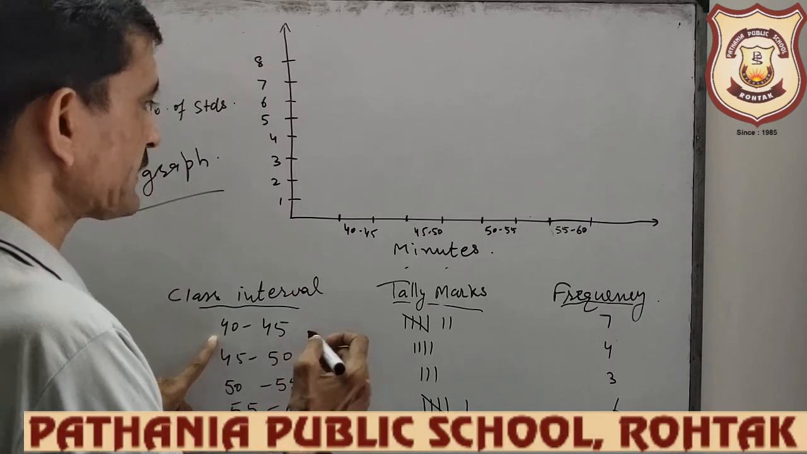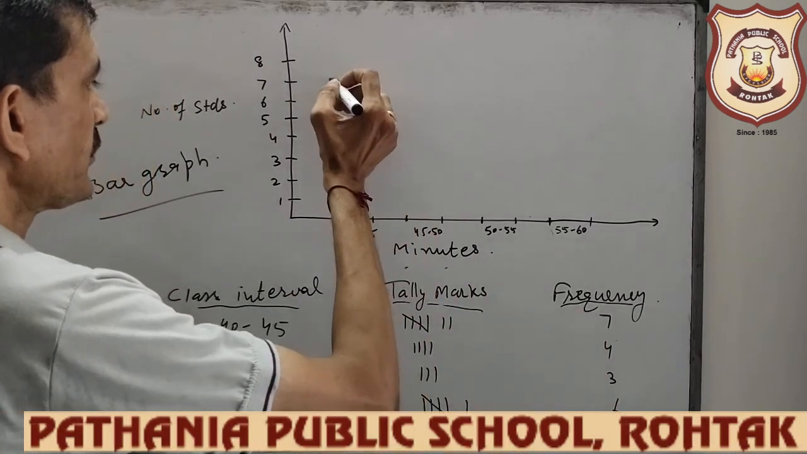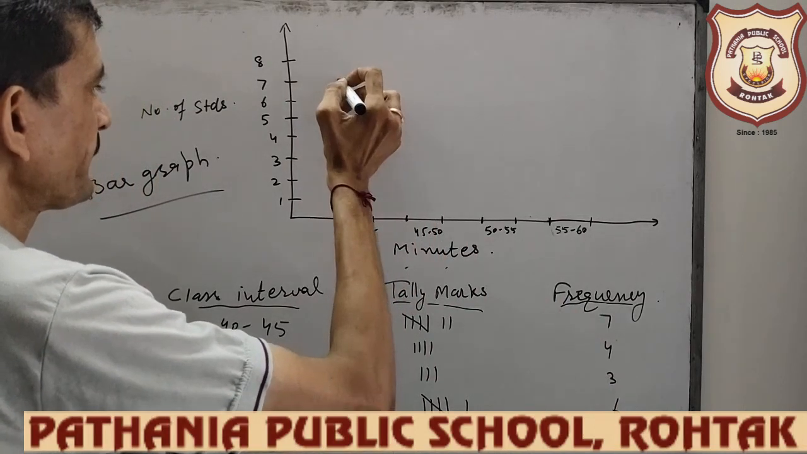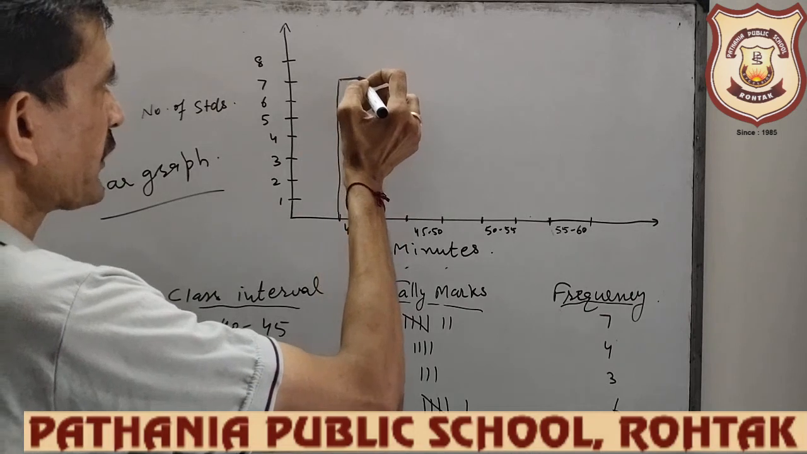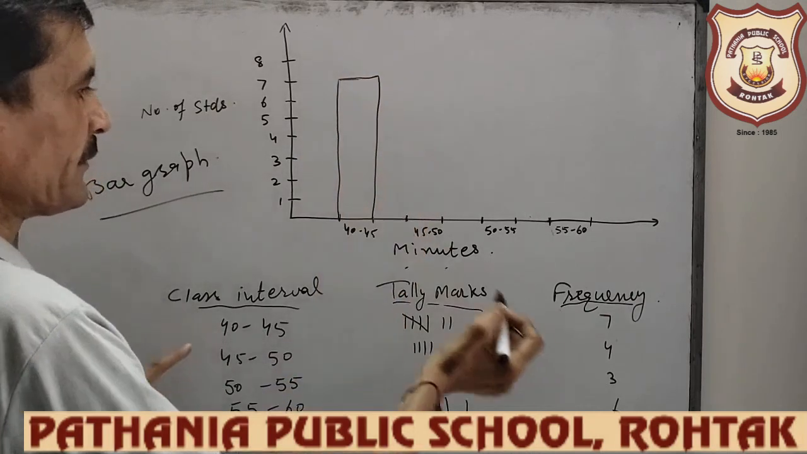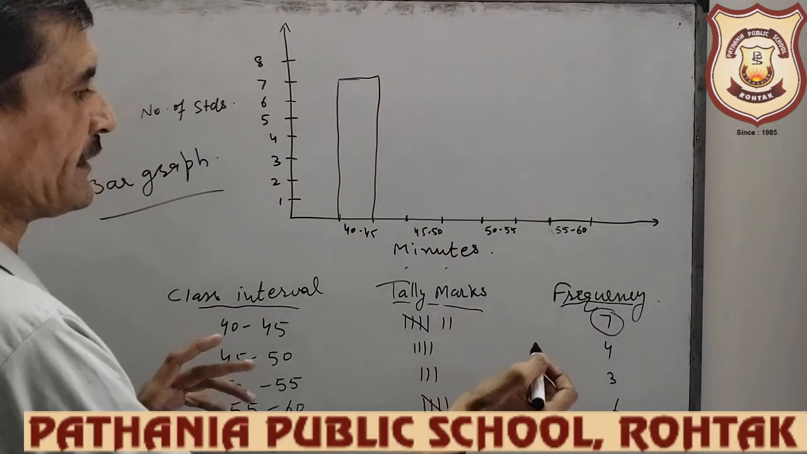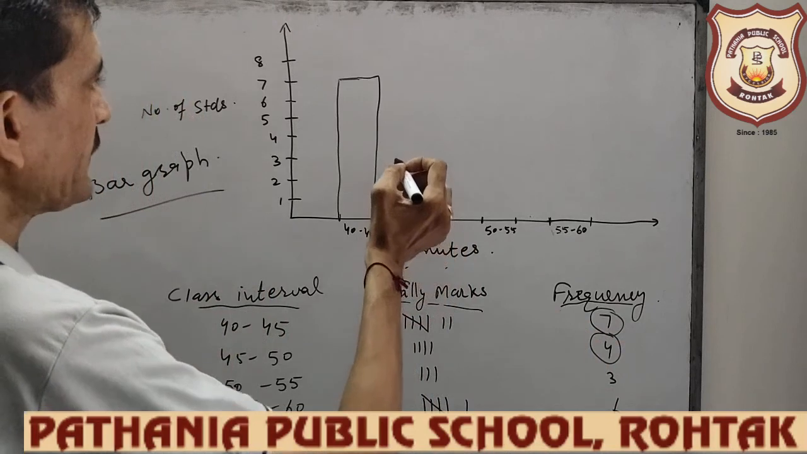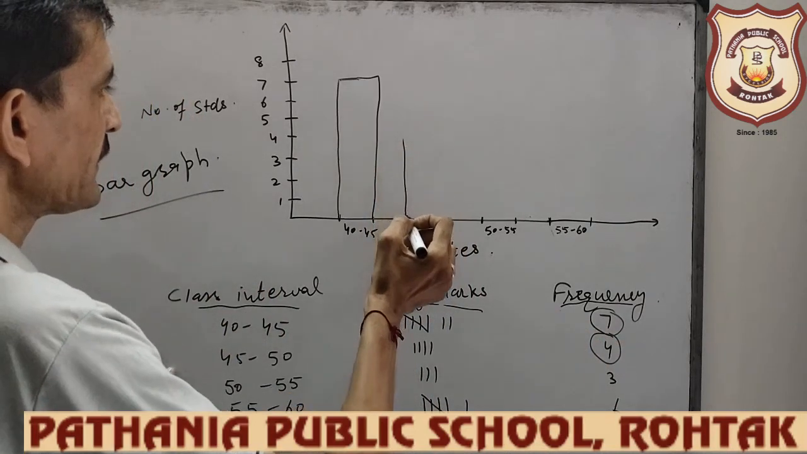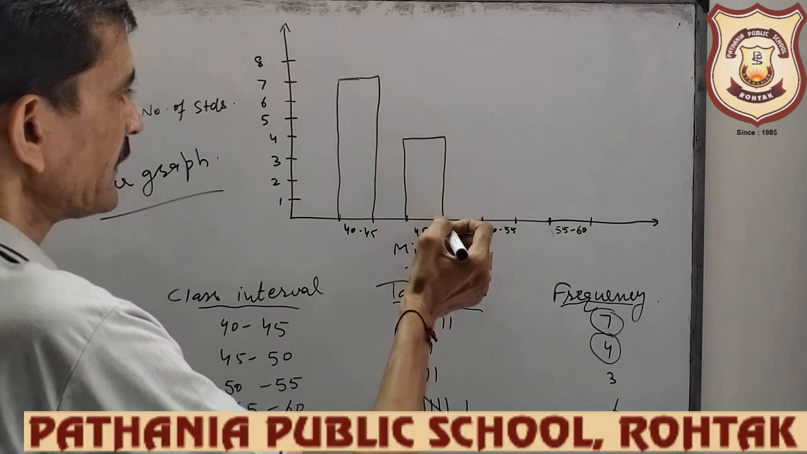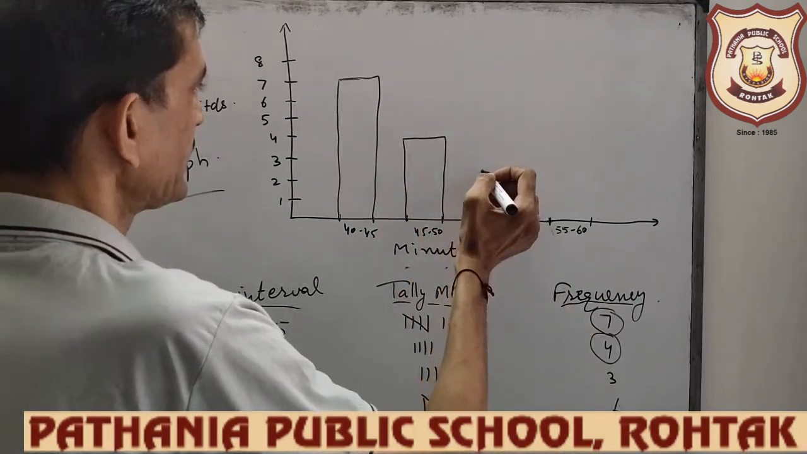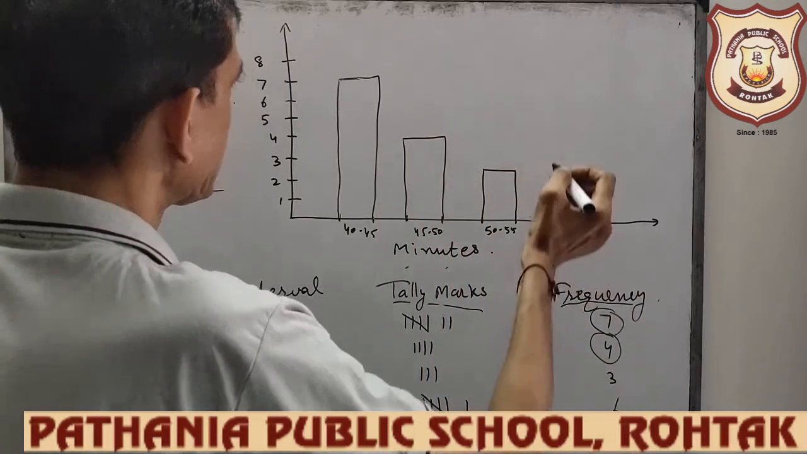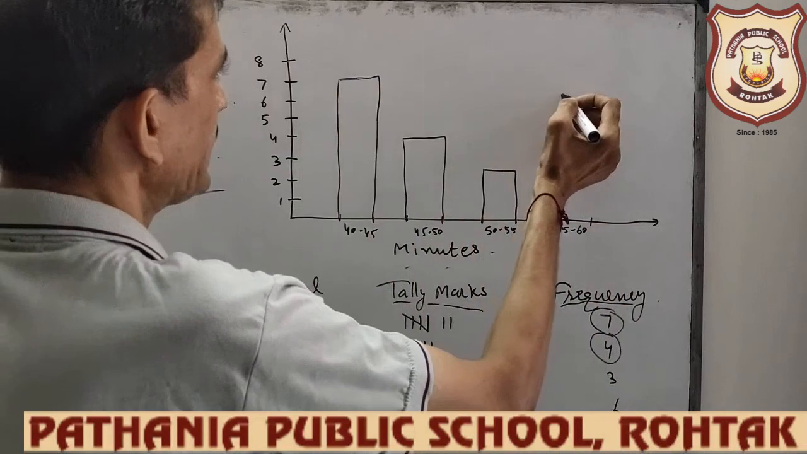What is the height of the first class interval? It is 7. So take the height up to 7 for 40 to 45, because its frequency is 7. Now the next frequency is 4, so take the height of the next bar up to 4. Then the next frequency is 3. And the next is 6. It should come up to here.